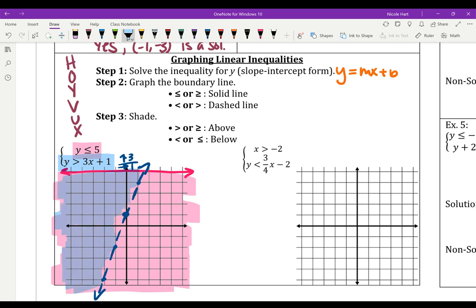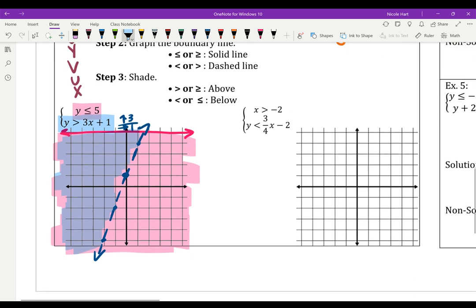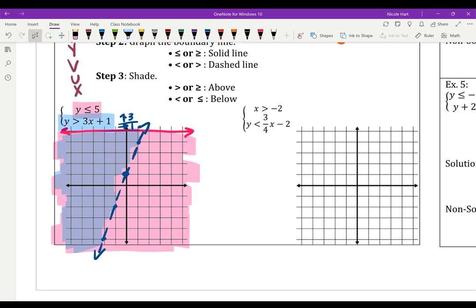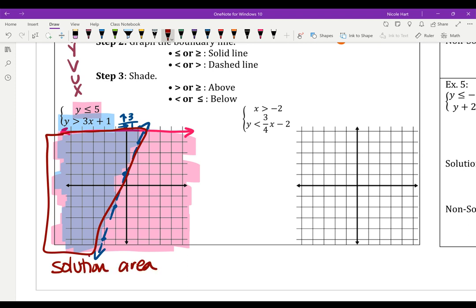So I'm going to shade this area as well. So it's going to be both pink and blue. And that is our solution area where the overlap is. So this space here is our solution area. So points in that space are going to be a part of our solution. Points that are not in that space are not going to be a part of our solution.